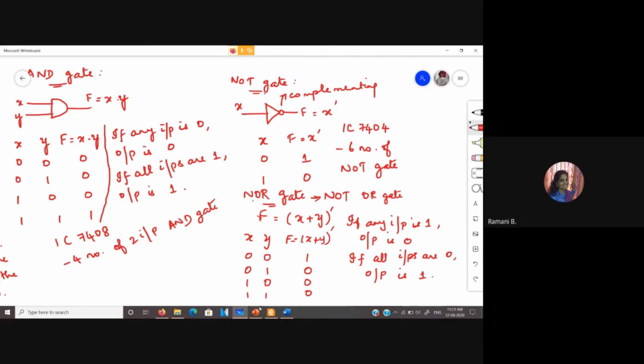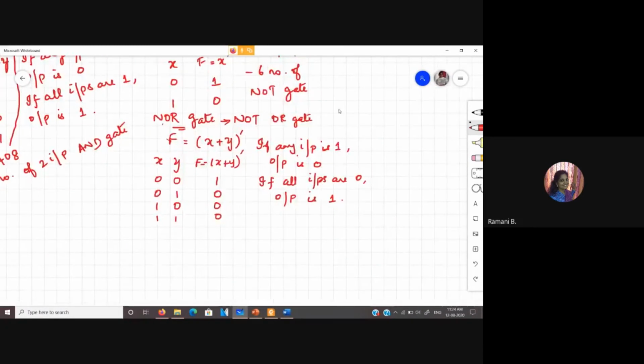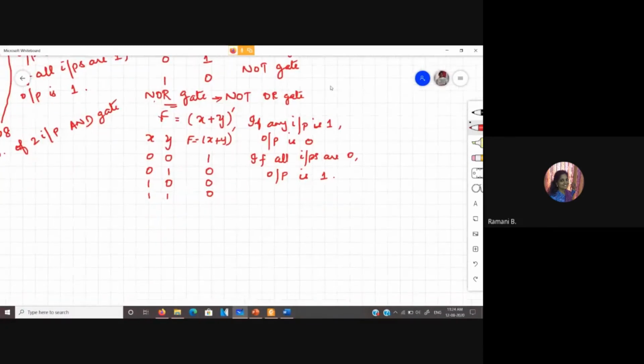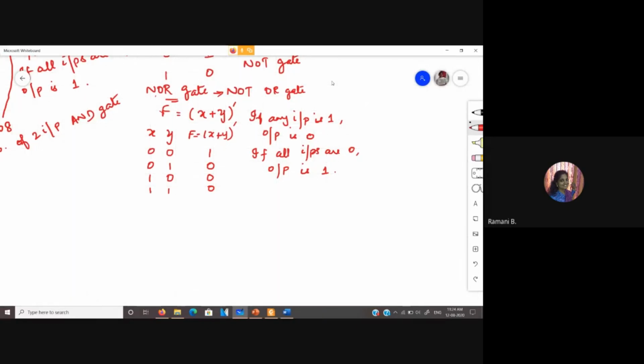And with respect to the symbol, we said NOR. So the symbol is also the same way. We have the OR gate symbol and you put a bubble to indicate that it is a NOR gate. So here you have x, this is y, and this is the function.